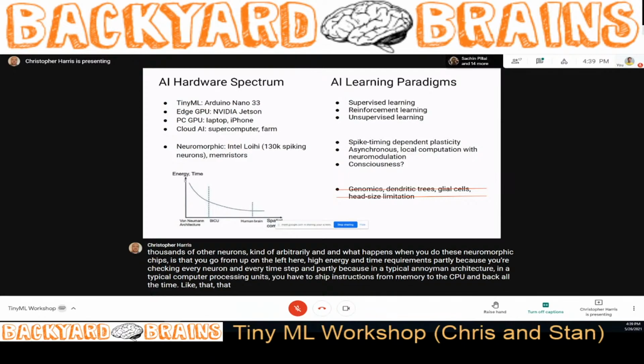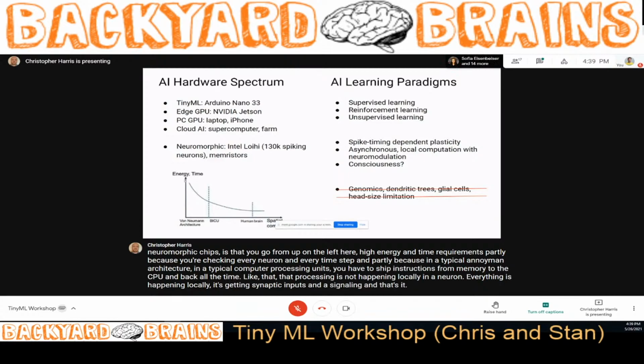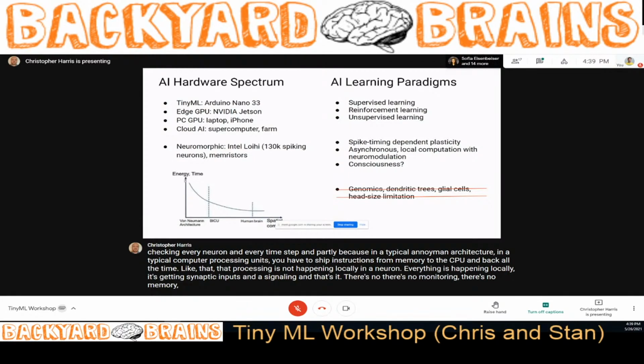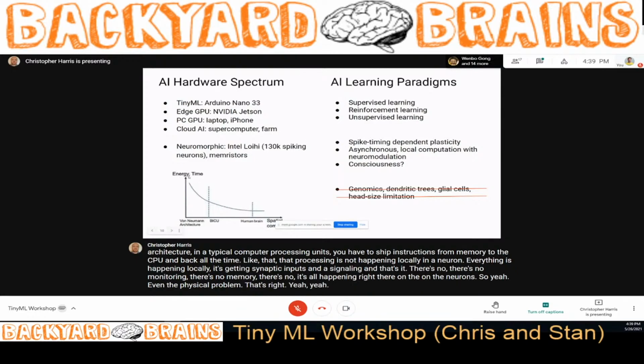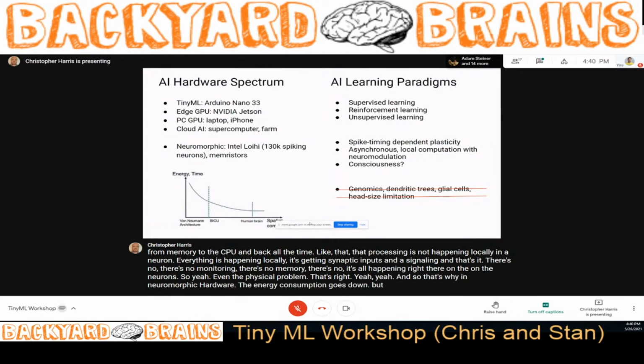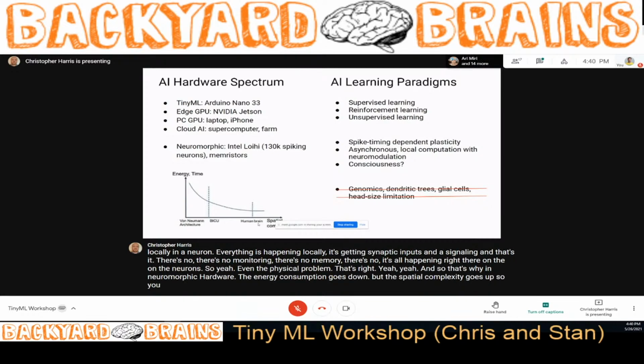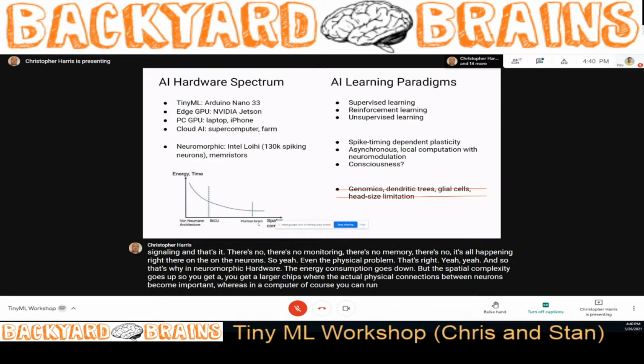The processing is not happening locally. In a neuron, everything is happening locally. It's getting synaptic inputs and it's signaling, and that's it. There's no monitoring, there's no memory, it's all happening right there on the neuron. So memory is in some sense even the physical property of that neuron. Yeah. And so that's why in neuromorphic hardware, the energy consumption goes down, but the spatial complexity goes up. So you get larger chips where the actual physical connections between neurons become important. Whereas in a computer, of course, you can run anything. But it's general purpose computing.